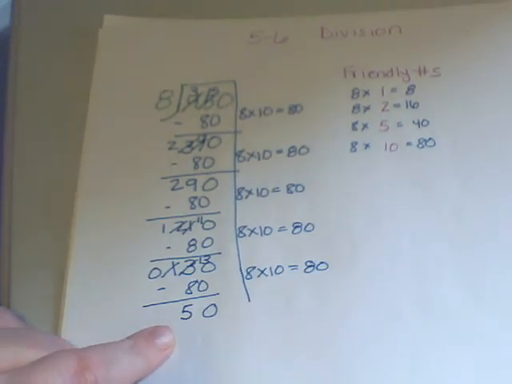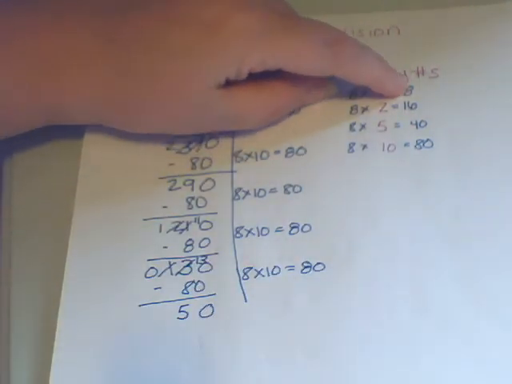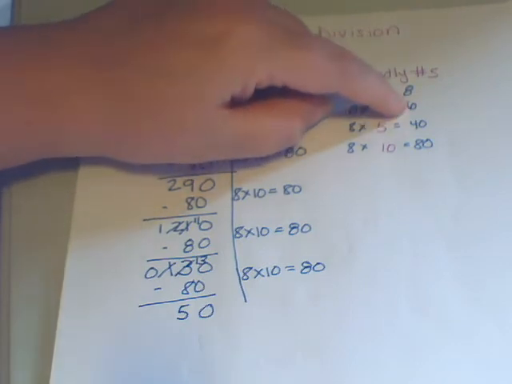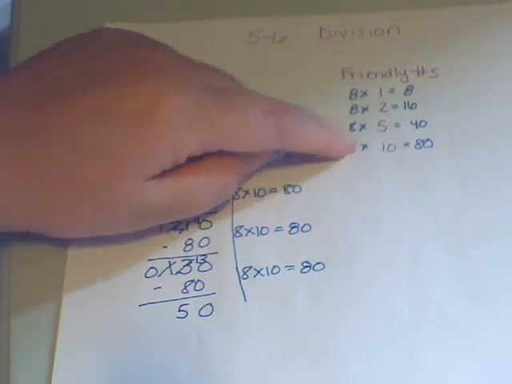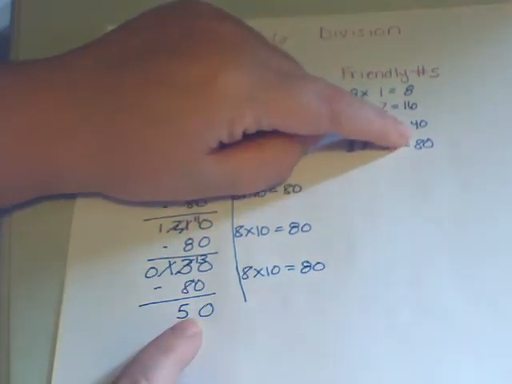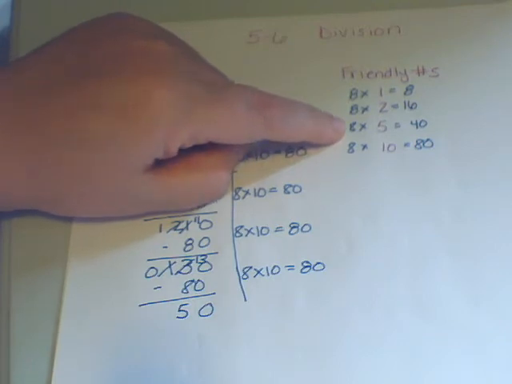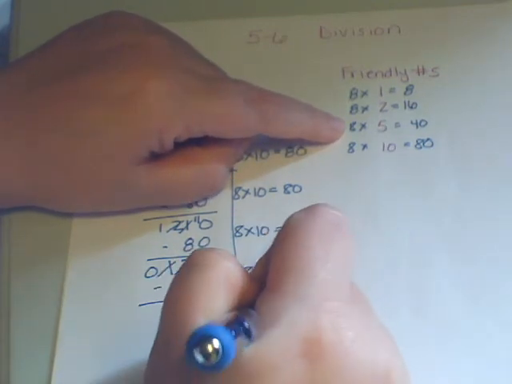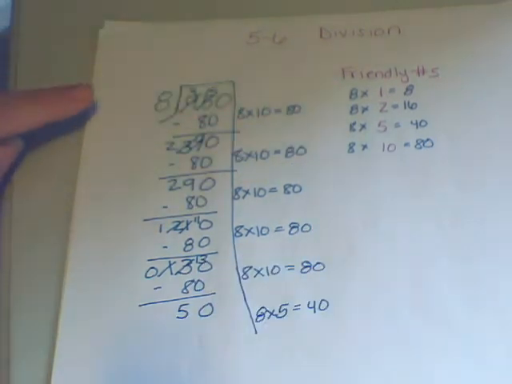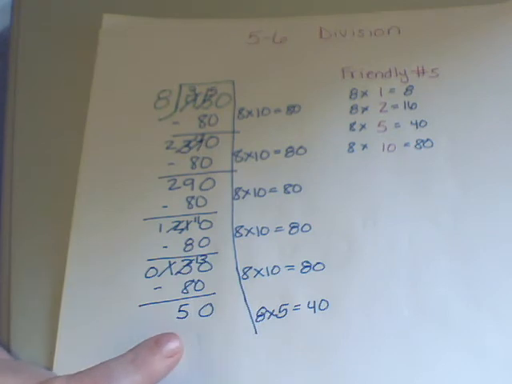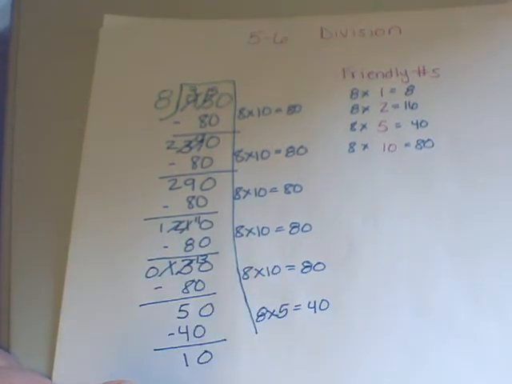Which one is the closest to 50 without going over? 8 times 1 is 8. 8 times 2 is 16. 8 times 5 is 40. That's close to 50. 8 times 10 is 80. That's greater than 50. I cannot use that. So my next friendly number I'm going to use is 5. So I'm going to now do 8 times 5, which gets me 40. Subtract. I get 10.